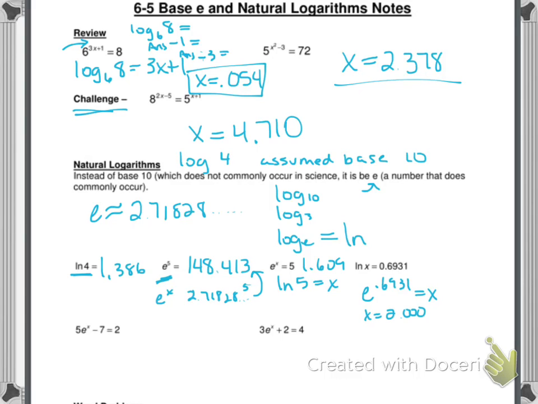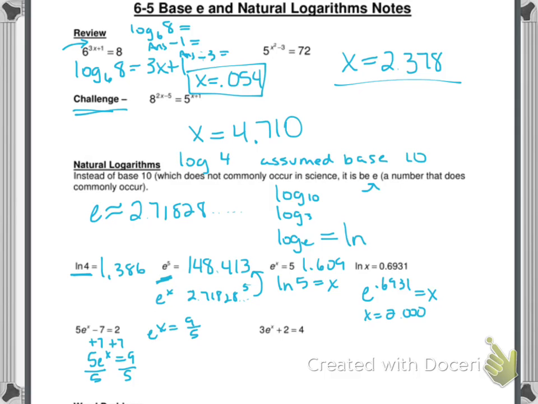Okay? So these next two problems are going to involve solving a little bit further, with a little bit more steps before we change forms. So if I want e to the x by itself, what should I do first? Add 7. Okay? So now I have 5e to the x equals 9. Now if I want e to the x by itself, next step, divide by 5. So e to the x equals 9/5.